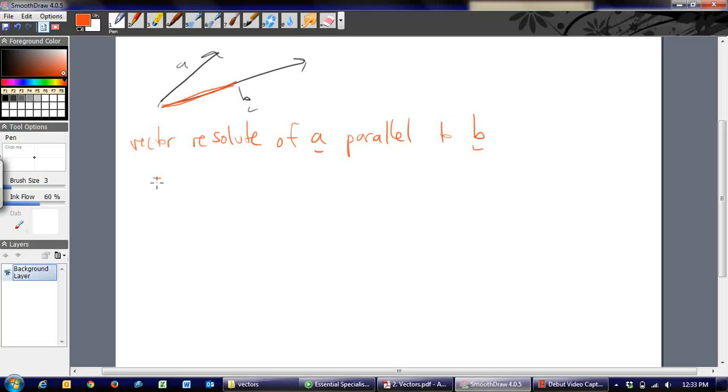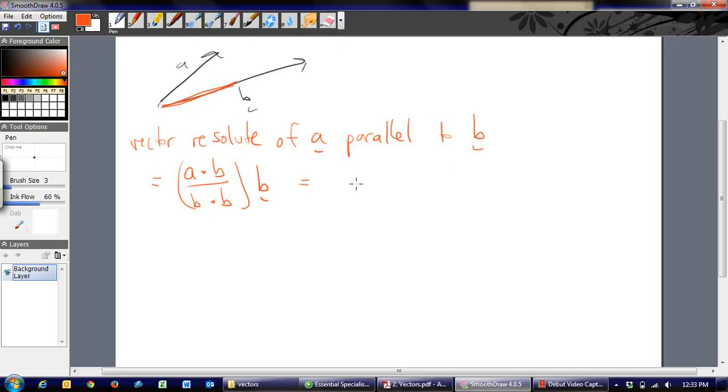The formula for that, and there are a couple of different ways you can do it. The way I prefer is A dot B over B dot B, all multiplied by B. I'll prove this in class. No need to go through it now because it's a bit lengthy. A dot B over B dot B times B. That's the formula for that.